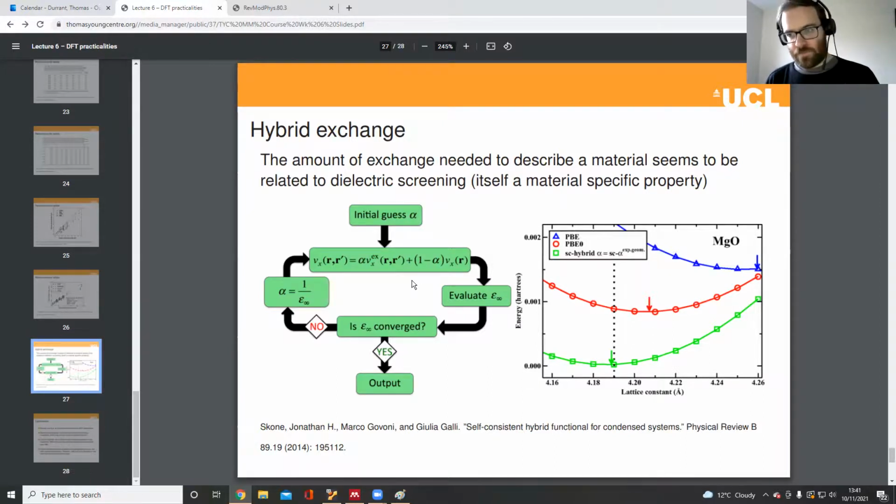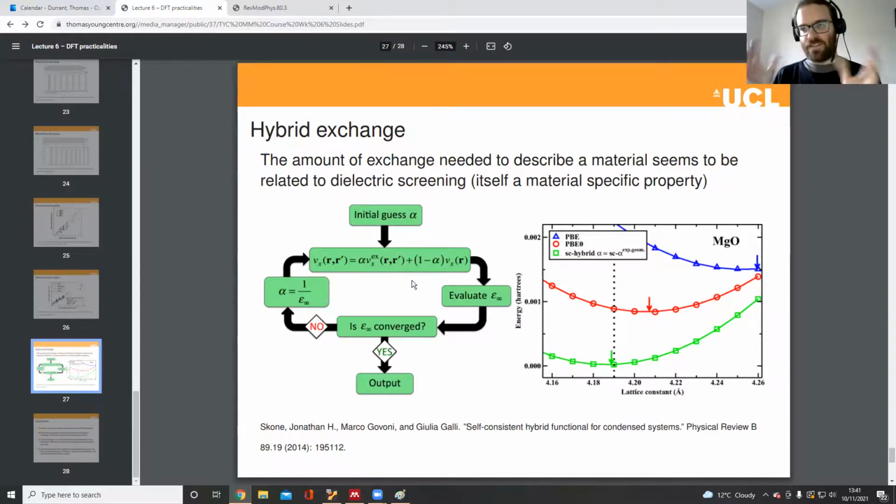dielectric is a property of a material, so you can't pick a fraction of exchange that's good for everything. Especially, this is a problem that comes up a lot. If your system has different subsystems in it with different dielectric constants, then at the moment you probably can't get a hybrid functional that describes both bits that well.